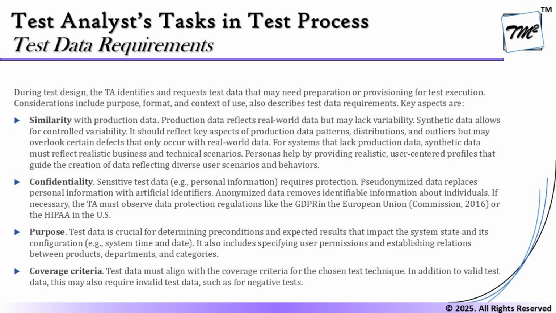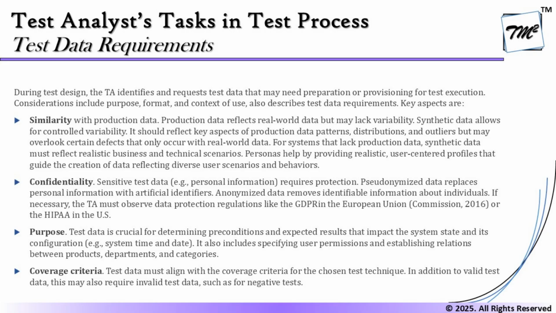The test data is crucial for determining preconditions and expected results that impact the system state and its configuration. Now, it also includes specifying user permissions and establishing relations between products, departments, and categories. So, of course, the purpose is very much important. That means what exactly it is being used for.